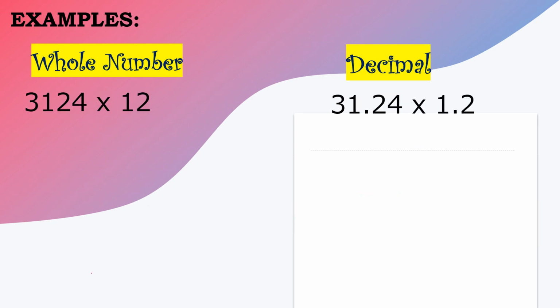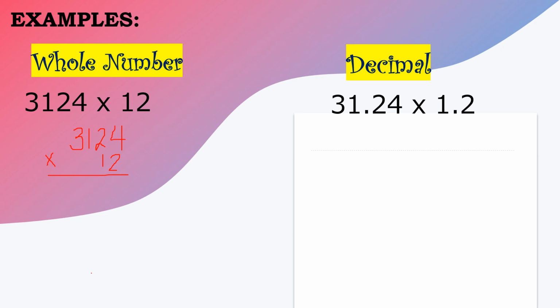Okay, another example, I have 3,124 times 12. So, if you observe, both of them are whole numbers. So, isulat natin in column para mas madaling i-multiply. So, 3,124 times 12. So, dahil ang digits natin sa ating multiplier ay dalawa, yung 1 and 2, kailangan i-multiply natin siya isa-isa sa digits naman na nasa taas o sa ating multiplicand. So, mag-uumpisa tayo sa 2.